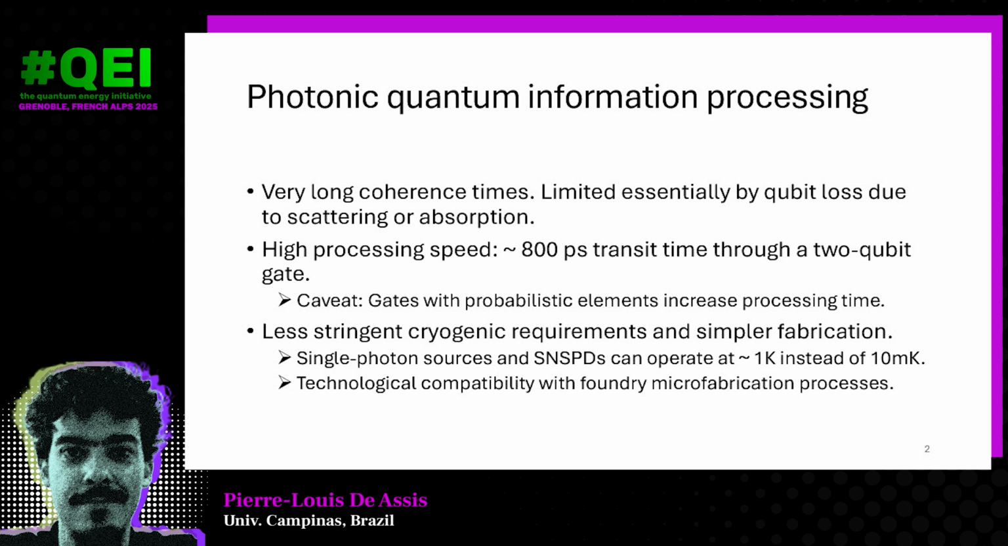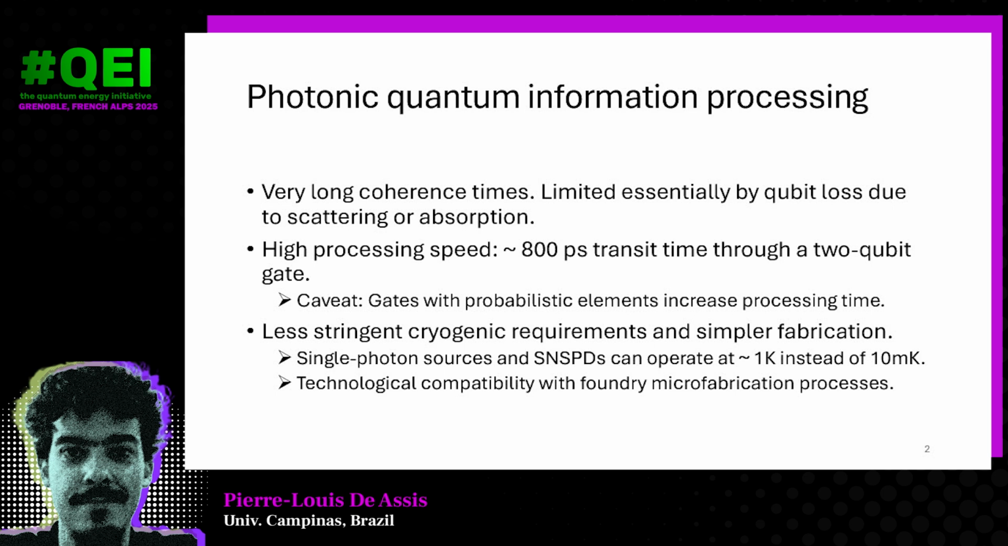through a 2-qubit gate, because in photonic quantum information processing, your gates are physically implemented and static, and your qubits fly through them. It's the inverse picture of what you usually have in superconducting qubits, for instance, where you apply your gates. But there's a caveat: in our case, our 2-qubit gates are probabilistic. And so you have to repeat them a certain number of times, or at least part of the gate, and this increases your actual processing time.